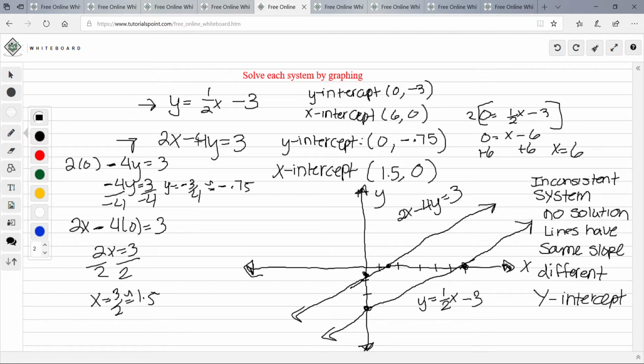Over here we could have just solved for y, and then they would probably have the same slope of 1/2, right? But I didn't do it because I was lazy, and I just found the x and y-intercept. Okay, good.